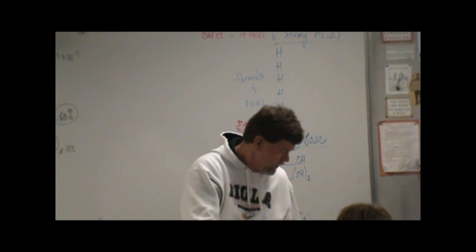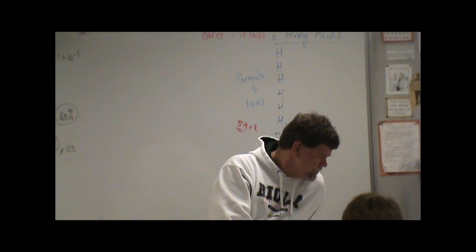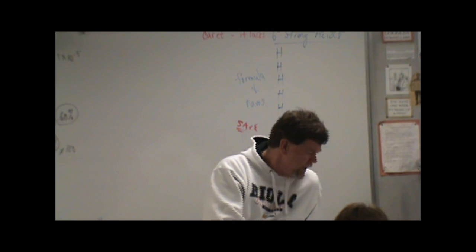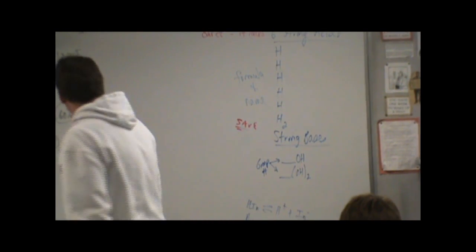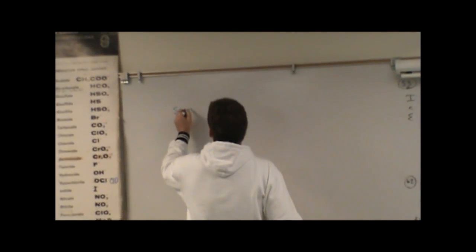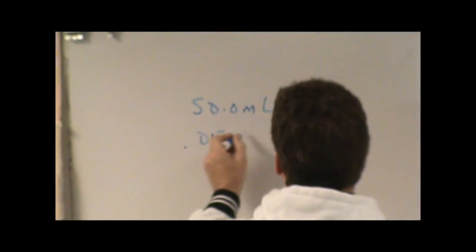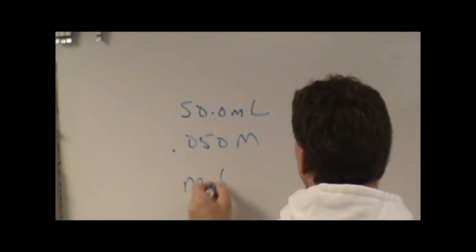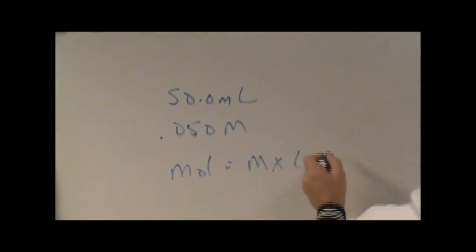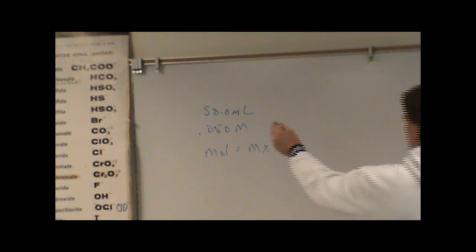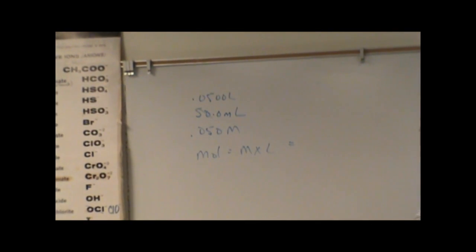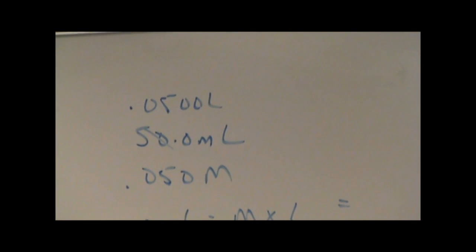So looking at 49 then, a solution is prepared by adding 50 milliliters of 0.050 molar HCl. Okay, let's just turn that into moles. 50 milliliters, 0.050 molar. Moles is equal to molarity times volume. So what's 50? Well, this has got to be in liters. So this is 0.0500 liters. So what's 0.05 times 0.05?